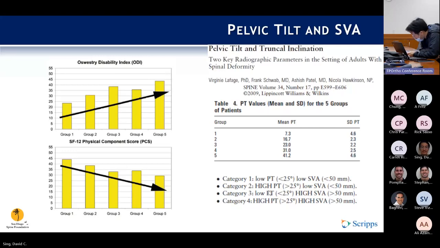So this was one of the first studies to demonstrate that the quality of life and the outcome measures do seem to correlate somewhat with what's going on radiographically. So that kind of starts the conversation of, well, what are we trying to correct with surgery? Are there other goals that we should be trying to target?